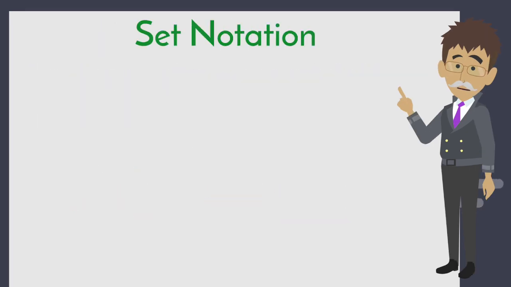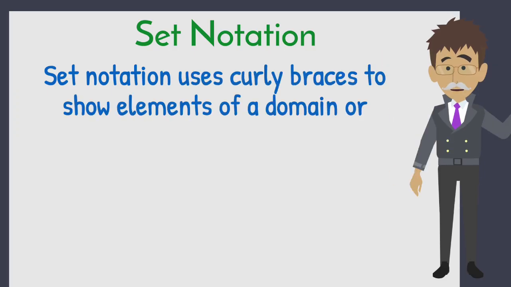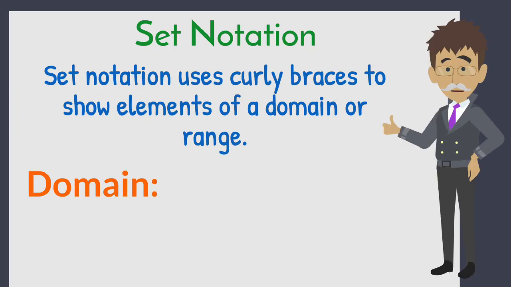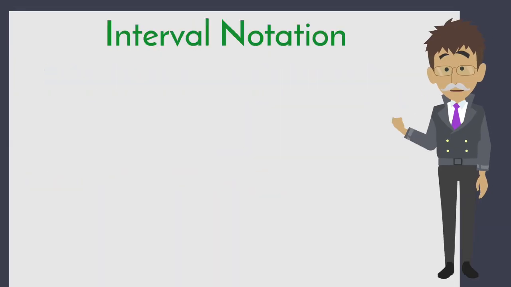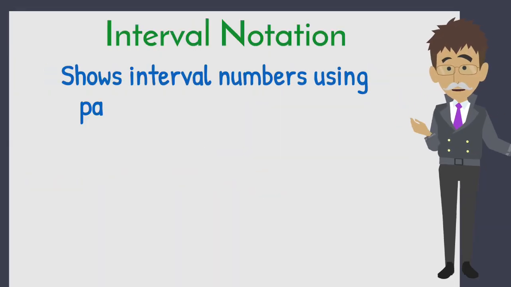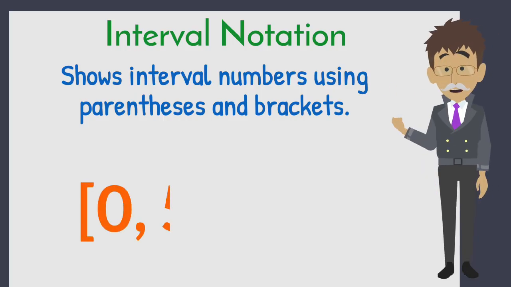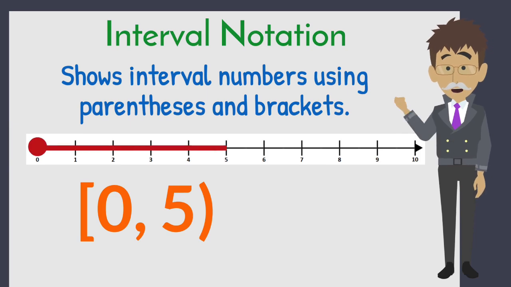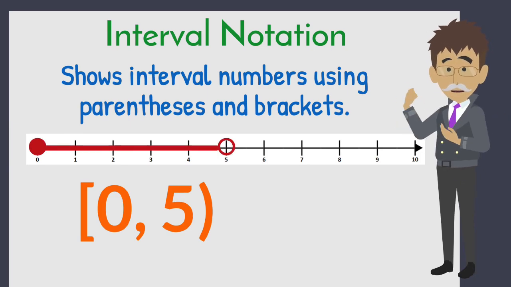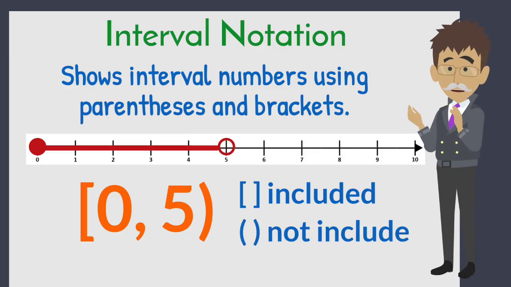Set notation. Set notation uses curly braces to show elements of a domain or range. For example, the domain is the set 1, 2, 3, 4, and 5. Interval notation. Shows intervals of numbers using parentheses and brackets. For example, [0, 5) means all numbers from 0 to 5, including 0, but not 5. A bracket is used to include a number, while a parenthesis indicates a number is not included.